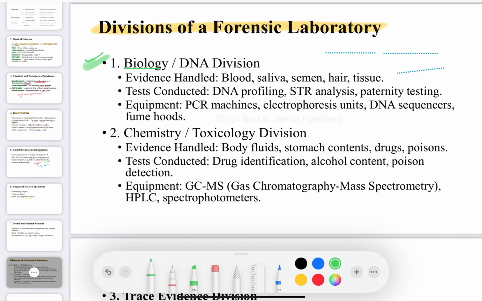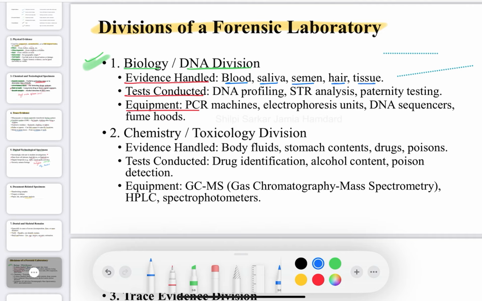Biological or DNA division. Here we have three parts: evidence handled, test conducted, and equipment needed. What kind of evidence is handled in the biological or DNA division? It handles blood, saliva, semen, hair, and tissue.